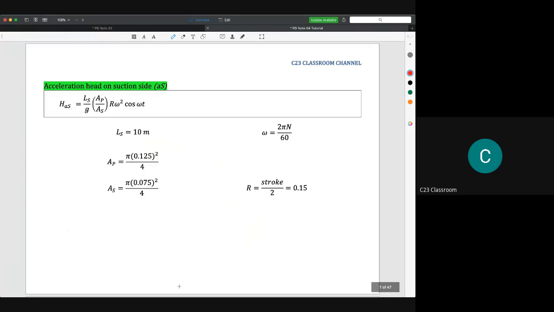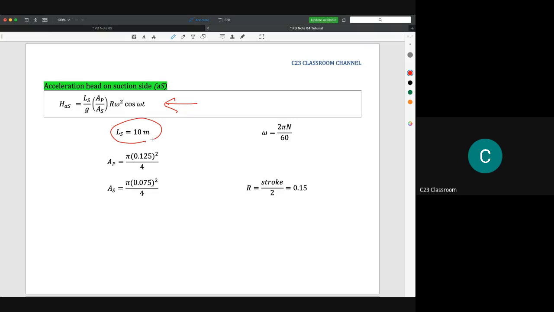First we need to calculate the acceleration head at the suction side. This is the equation. Then we prepare the details. The suction length is 10 meter.